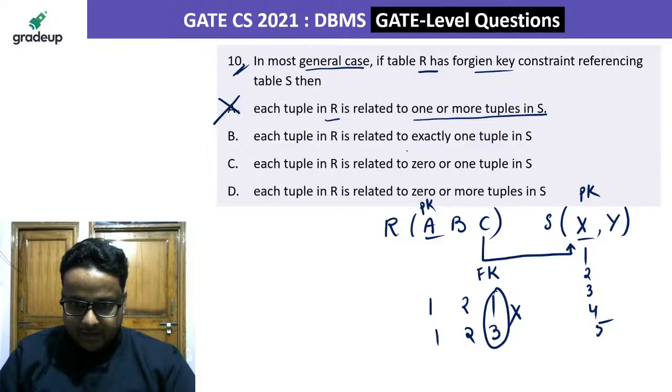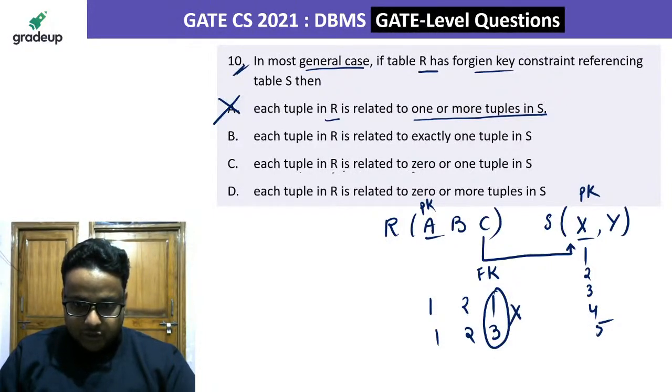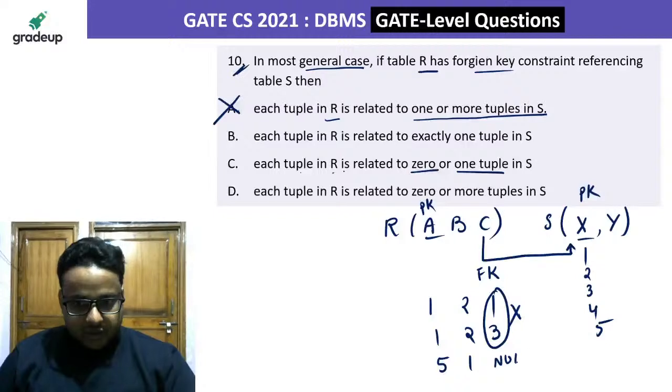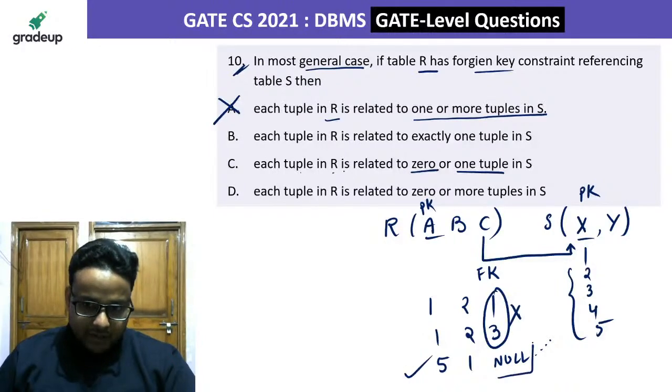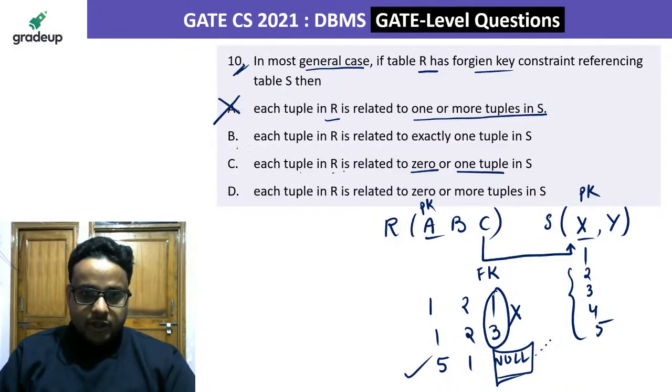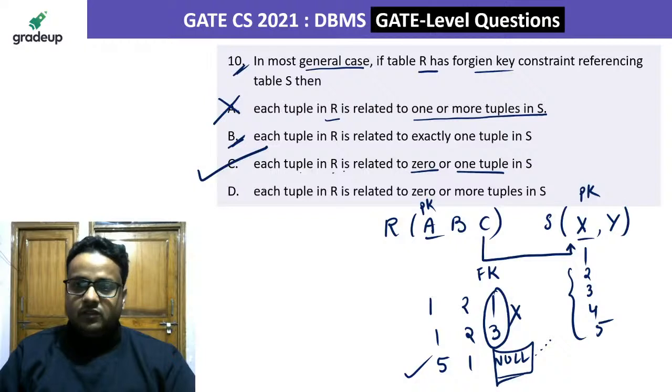Option B: each tuple in R is related to exactly one tuple in S. Yes, we can say that somewhere, but option C is each tuple in R is related to 0 or 1 tuple. 0 means, for example, we have 5, 1, null. Null means it is not related to any of these values. So a null value in a foreign key is 100% allowed. So option C is more appropriate than B, Raj. That is the reason the answer will be C.